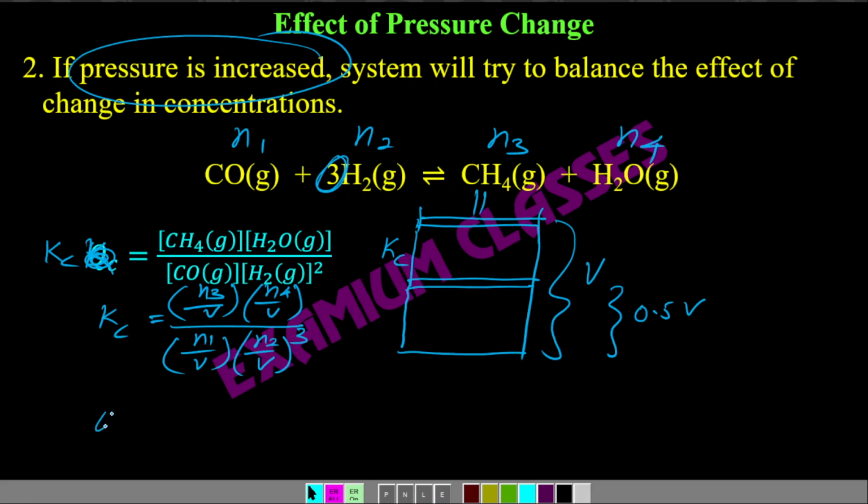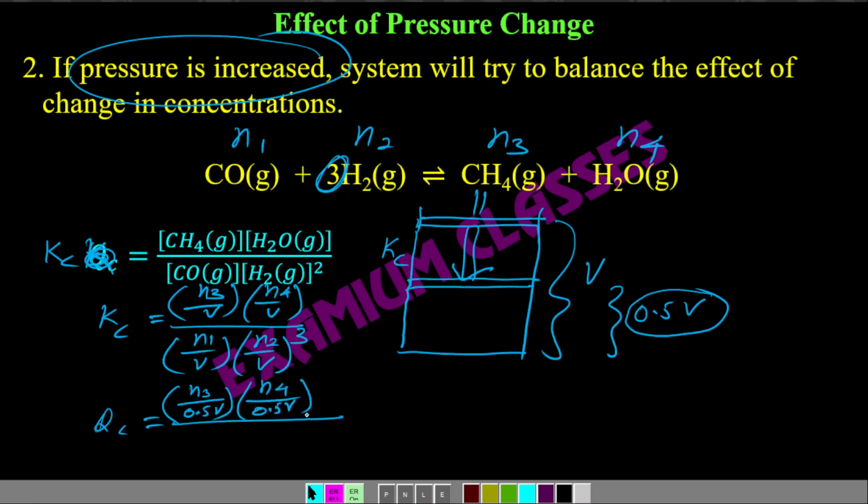Now calculate Qc. For Qc, we have 0.5 V. The number of moles will remain the same just when we have applied pressure. Just in one step, very quickly, at that time the number of moles were the same, N1, N2, N3, N4, but the volume became 0.5 V. So concentrations now will be: methane concentration will be its number of moles divided by 0.5 V, N4 divided by 0.5 V, N1 divided by 0.5 V and N2 divided by 0.5 V whole cube.